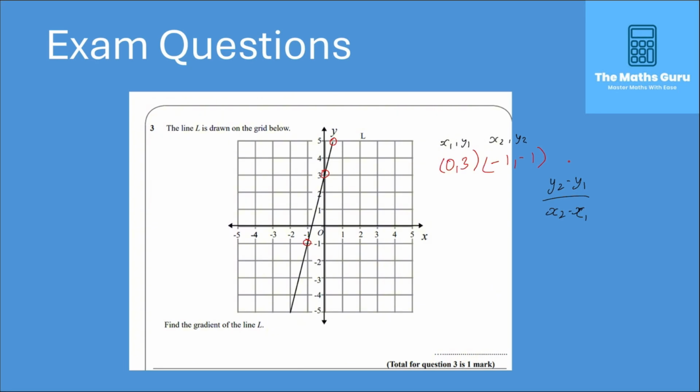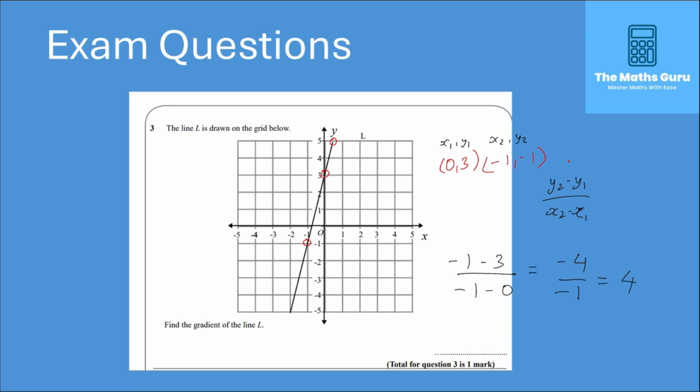So conducting our formula now, we have minus 1 minus 3, and we have minus 1 minus 0. So in this case, we have minus 1 minus 3 is going to be equal to minus 4, and minus 1 minus 0 is going to be equal to minus 1. So our gradient is going to be 4.